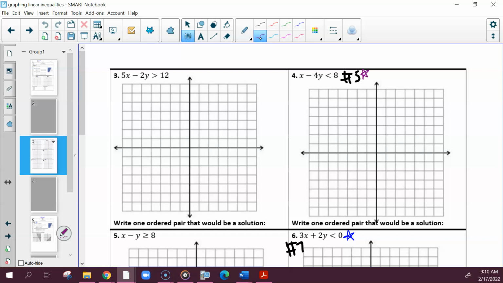Oh, number 2 is supposed to be a dash line? It means you put it in as a dash line. You put less than instead of less than or equal to.